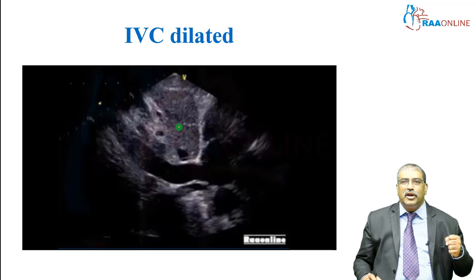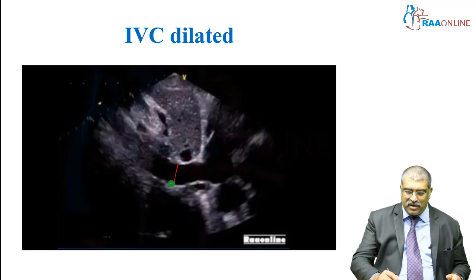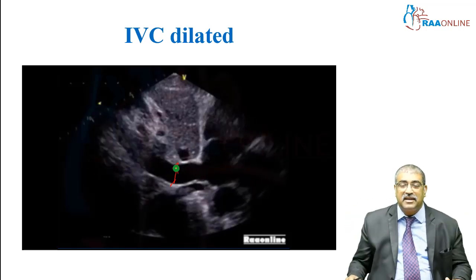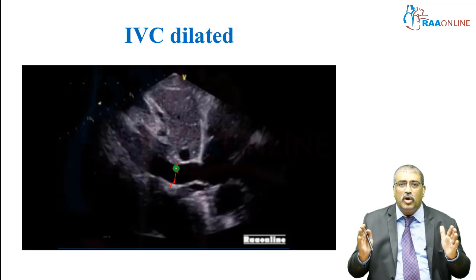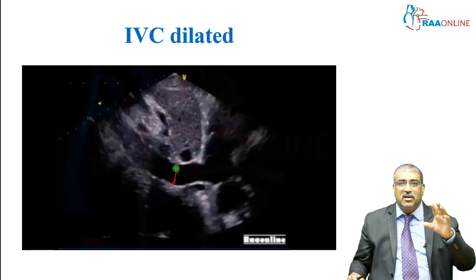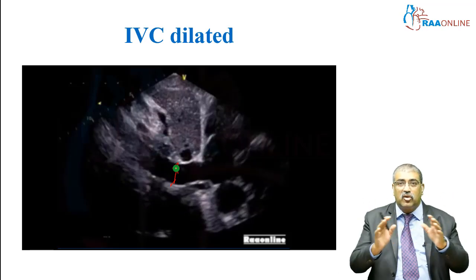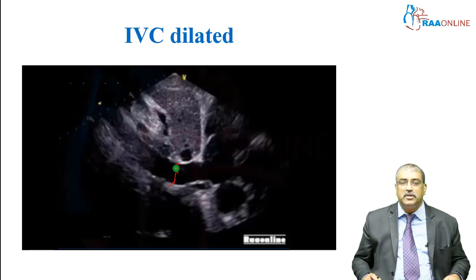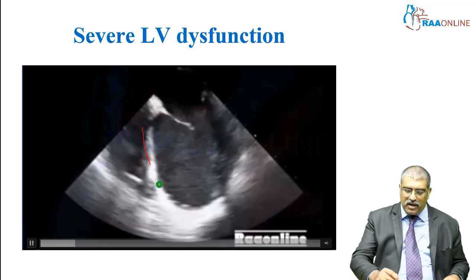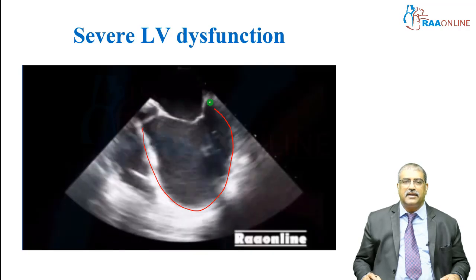Now coming to echocardiographic parameters, if you look at the IVC diameter, the normal IVC diameter is around 1 to 2 centimeter and it collapses nicely. But in case of cardiogenic shock or congestive cardiac failure, the IVC will be dilated and does not collapse. It will be more than 2 centimeter. And if you look at the ventricle, there is hardly any movement of the ventricle and the ventricle is severely dilated.